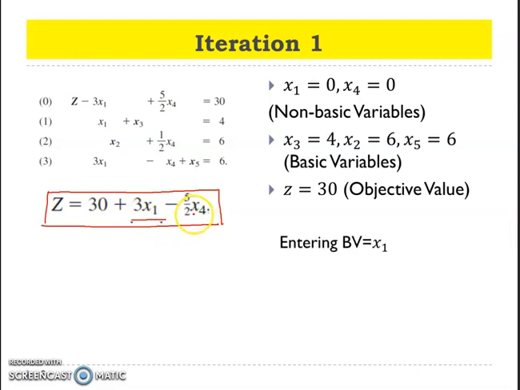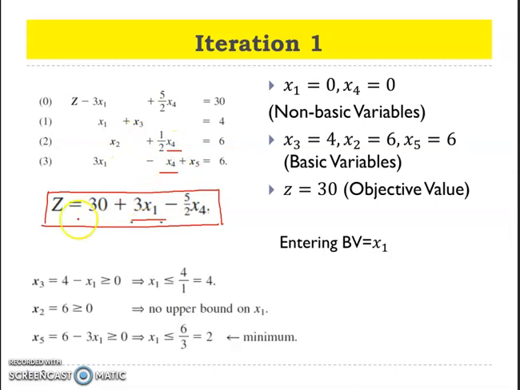So what about the leaving basic variable? We substitute the value of x4 as 0 everywhere, and we have this new set of equations as we have already calculated in the previous iteration, and it will give us x1 less than or equal to 4, and here it is less than or equal to 2. So we will take the minimum value, which will decide the leaving basic variable. So it corresponds to x5, so the leaving basic variable will be x5.